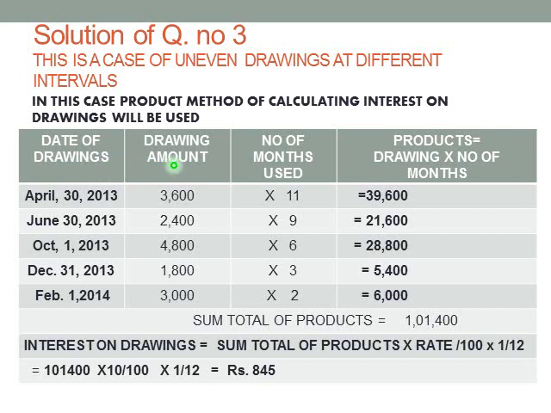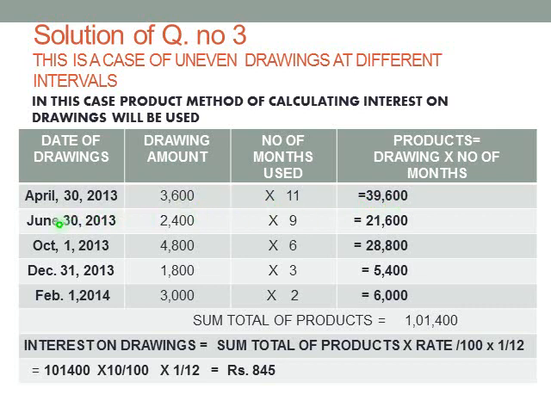First column, date of drawing, drawing amount, number of months used, and the last column is product. This is the product of drawing amount and number of months used. First amount drawn is on 30th April, amount is 3600 and months used is 11 months. How do you arrive at 11 months? Period from 30th April till 31st March 2014, and the product of these two will be 39,600.